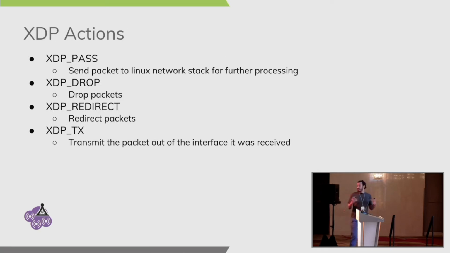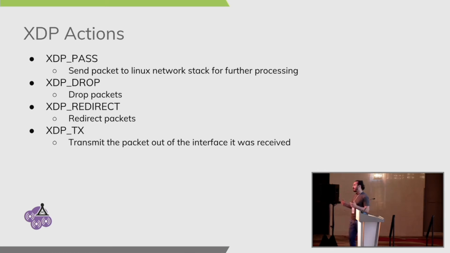So when you start with XDP and start to change the driver, you have these actions. XDP pass means send the packet back to the Linux networking stack for whatever processing the network stack was going to do anyway. How XDP works is that you load a BPF program on the driver, and depending on the outcome of the BPF program, you might get an XDP pass, which means send the packet to the kernel. You might get an XDP drop, which means drop all the packets that match the BPF program. You might get an XDP redirect, which means redirect the packet to a different CPU or to whatever your user space application does. And you have XDP TX.